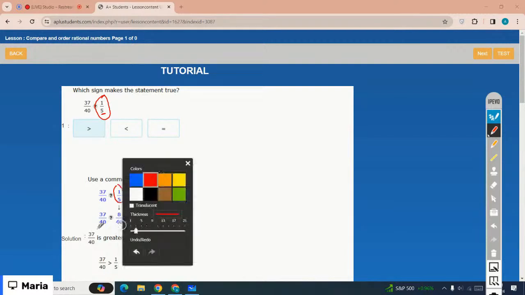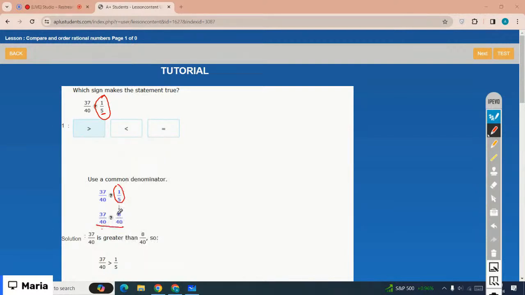Now they have the like denominators, right? When they have the like denominators, you need to compare their numerators. 37 and 8, and 37 is greater than 8. That means 37 over 40 is greater than 8 over 40. And that means 37 over 40 is greater than 1 over 5. Got it?